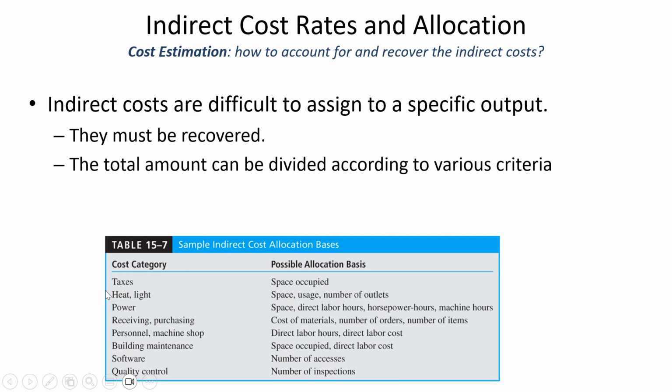So there's all of these things: heat, power, receiving and purchasing departments, software, quality control, that you could have some rational basis for how the cost should be recovered, beyond just, like, if you had 3 organizations within your company, you don't just divide the costs by 3. You have to look at how much of a certain thing they're using and basically try and tie their demand for the indirect category to the expenses you're going to have to try and recover through them.